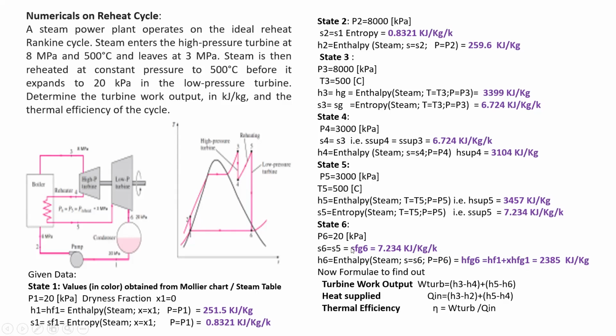Now, before that, what is asked? Work of turbine is H3 minus H4 plus H5 minus H6. Heat supplied Qin is equal to H3 minus H2 plus H5 minus H4, the reheat. Then turbine efficiency is equal to the work of turbine, neglecting the pump work, divided by the heat supplied.